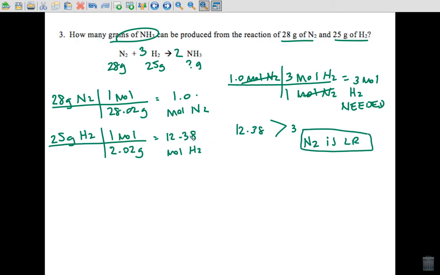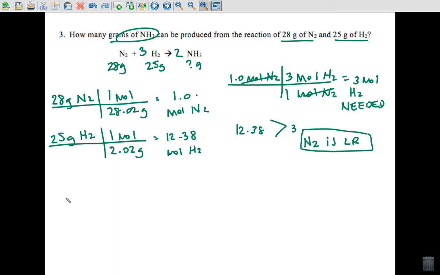One more time. I have 12.38 moles of H2. That's what I got from the problem. That's what I'm given. According to this calculation, I need 3 moles. Since I have way more than I need for H2, that's going to be the excess, which means N2 has to be the limiting. So once you figure out the limiting here, now it just becomes a stoic problem.